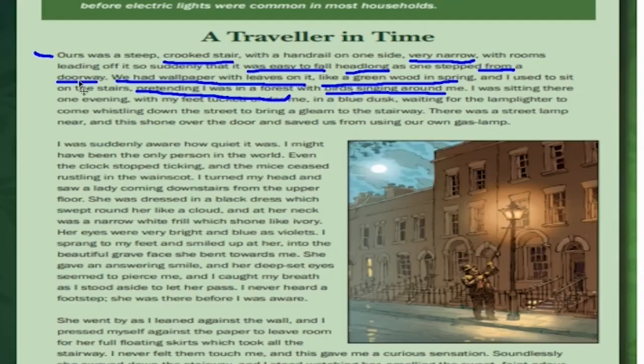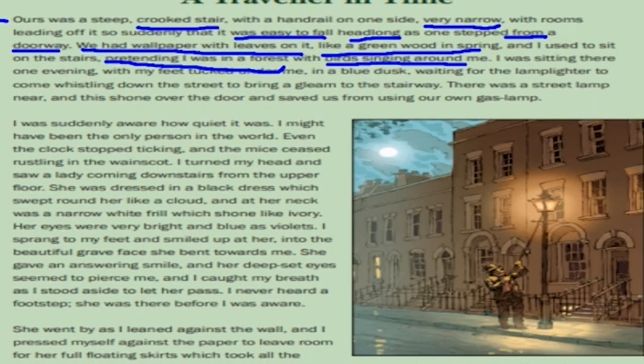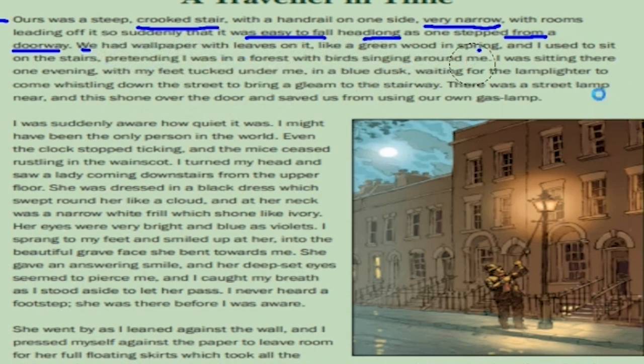Okay, so we're looking in this paragraph here. Let me just get rid of some of these lines to help us looking for this word. So, "I used to sit on the stairs pretending it was a forest. Birds singing around. I was sitting there one evening with my feet tucked under me in a blue dusk." Okay, blue dusk. The picture can also help here a little bit because you can see the sky is blue. And children, if they're not sure, they need to understand that the word dusk is a word for when the sun is setting, it's getting darker.